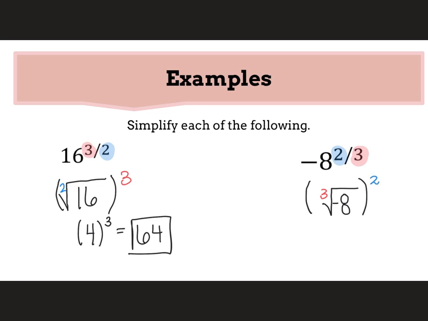Then we can simplify. The cube root of -8 is -2. -2 squared is 4.